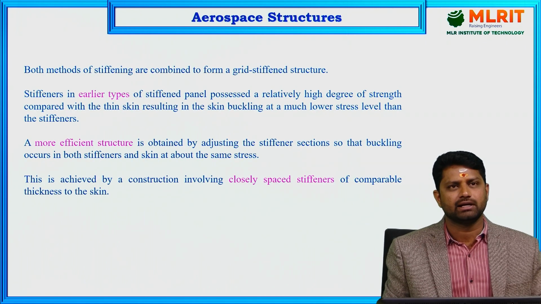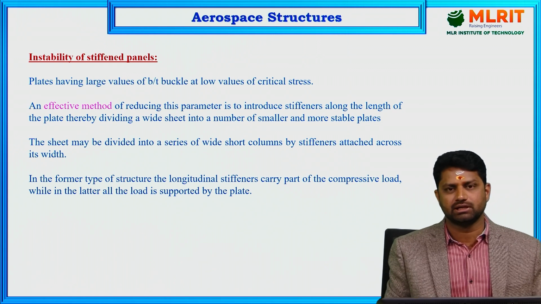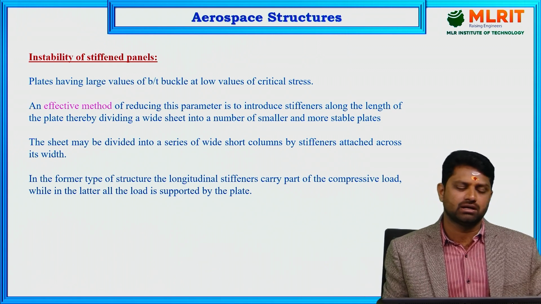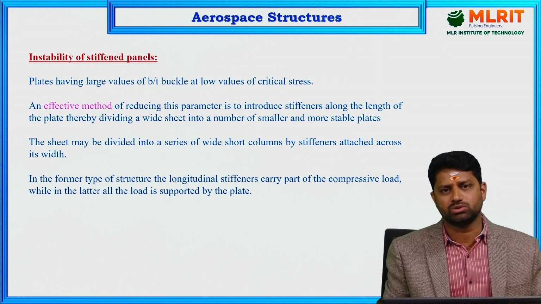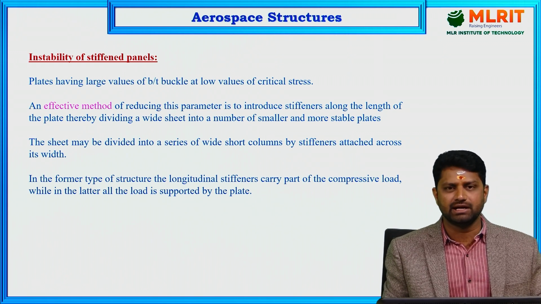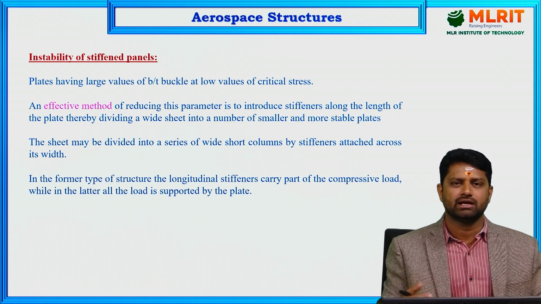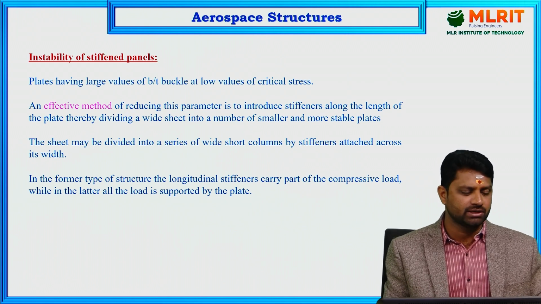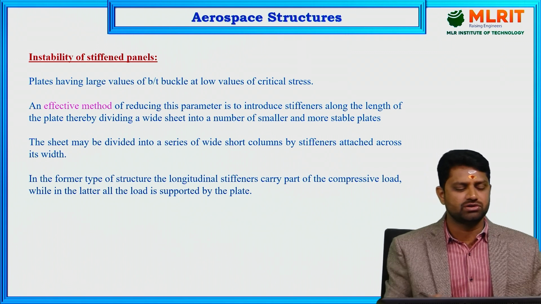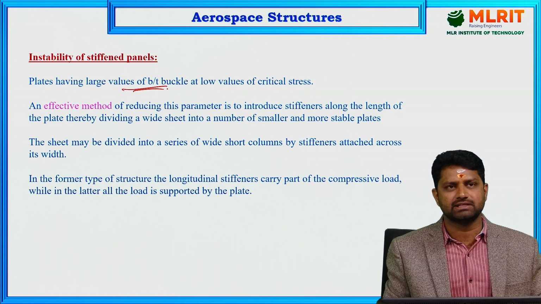Coming to instability of stiffened panels. In the previous session we have seen that the plate can be stiffened on all 4 edges, or on 2 edges depending on the requirement, so that buckling is delayed and the strength of the plate increases. It can take more load than the normal plate. Plates having larger values of B by T ratio buckle at low values of critical stress.